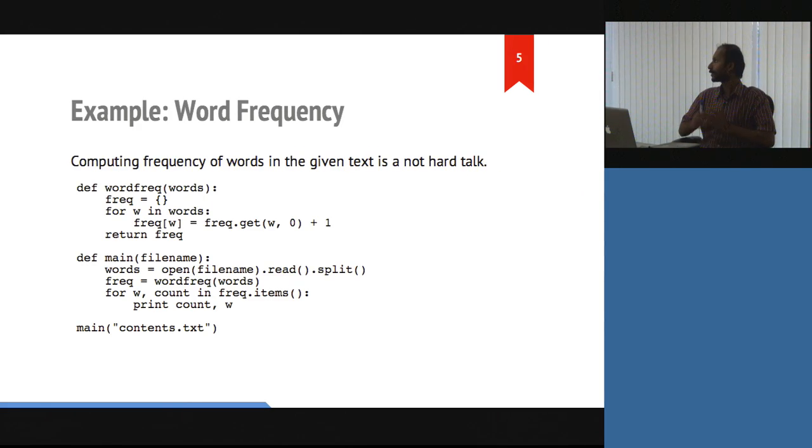Let's look at an example: computing the frequency of words in a given text file. That's a pretty simple program. Any person who knows enough Python can write it. You just take a list of words, loop over them, put them in a dictionary, and then return the frequency. The key part is the frequency: you take the word from the dictionary, add one, and then store it back in the dictionary.